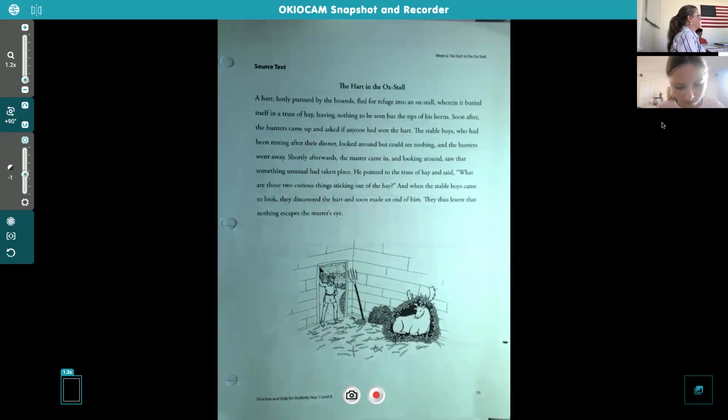What is the moral of the lesson? Is this even from Aesop? It doesn't say that it is, but it is like that. But basically, you can't hide. Nothing escapes. It's basically the last sentence: nothing escapes the master's eye. And who's the master? It might be God. Well, for sure, God. He's not going to miss anything.